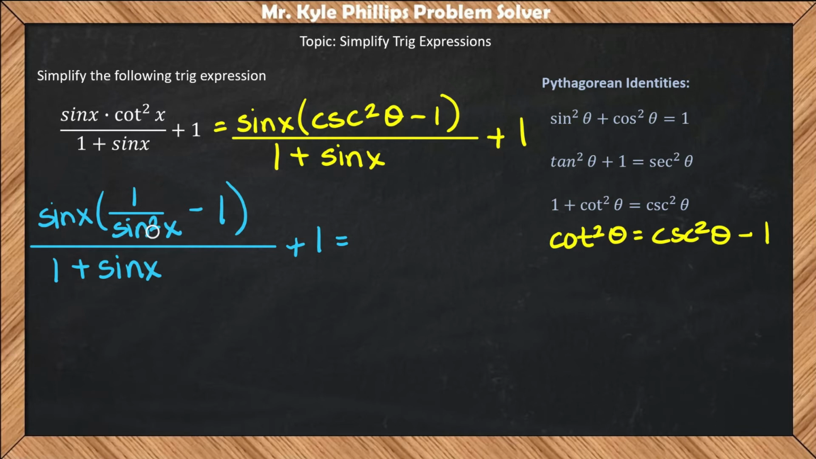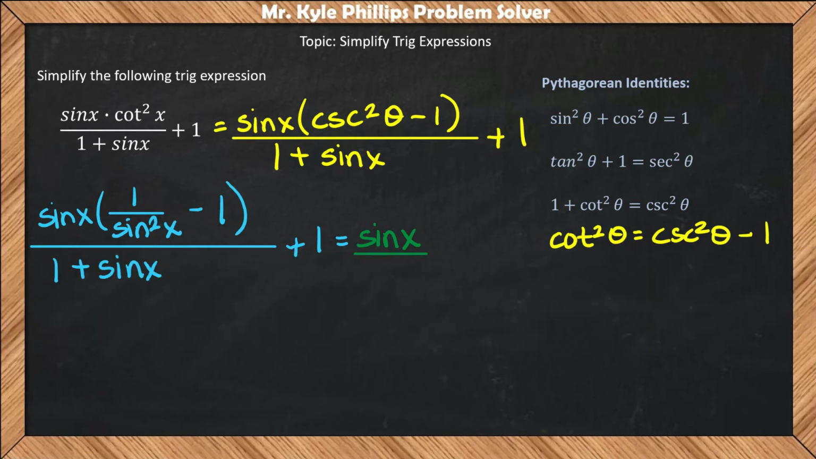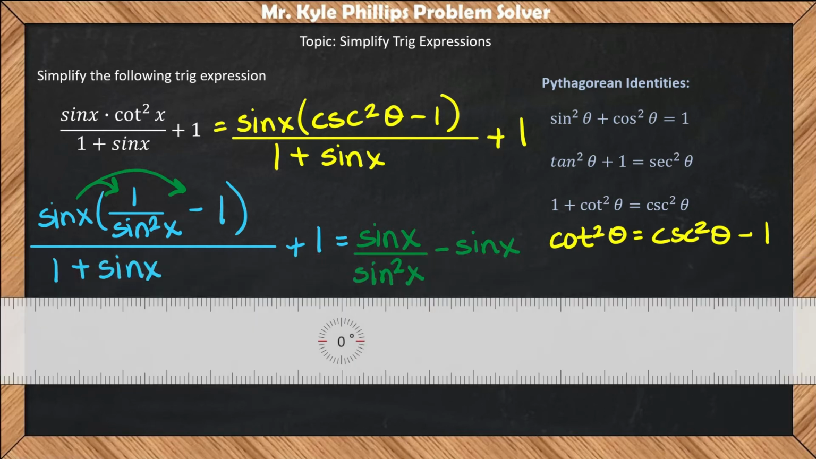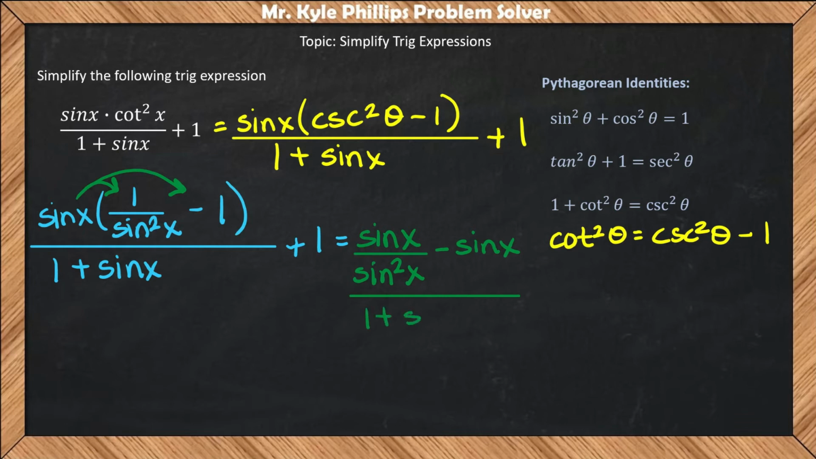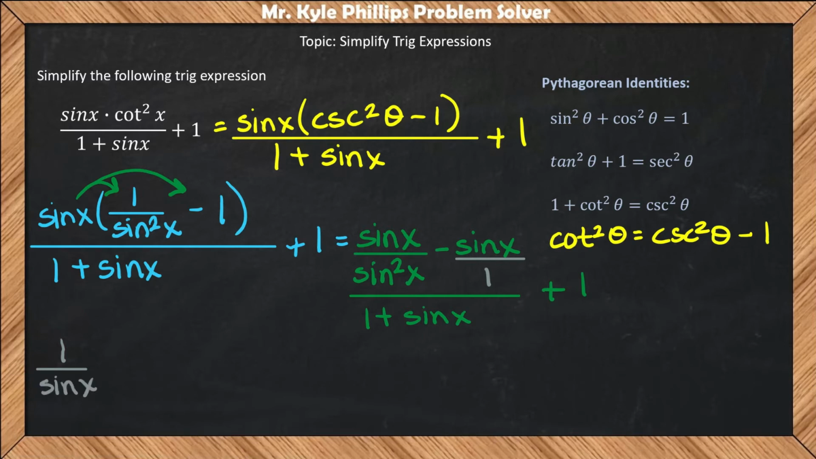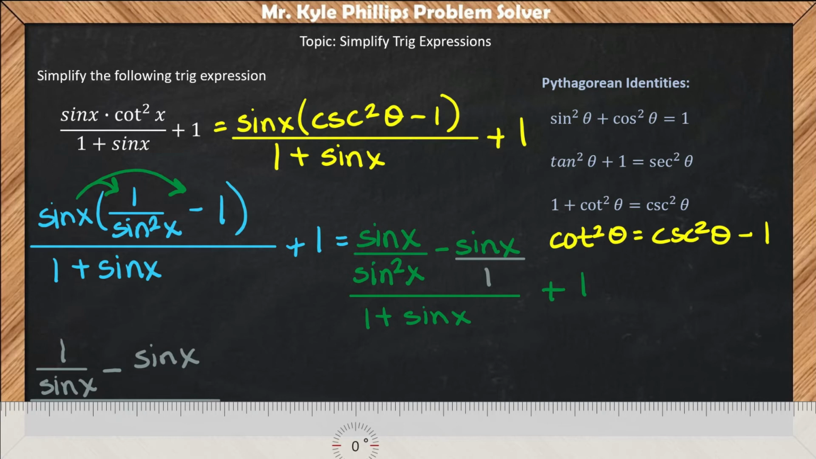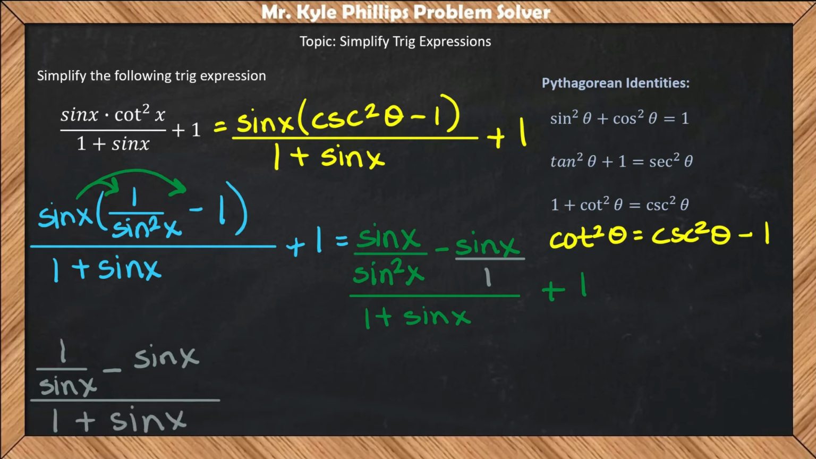So now what I'll do is I will distribute. So I'm going to say sine times 1 over sine squared x. So this gives me sine of x all over sine squared of x. So this was sine times this fraction. Sine times negative 1 is minus sine of x. This will now be all over 1 plus sine of x, plus 1. So before we try to get common denominators, I'm going to go ahead and simplify this right here. So sine over sine squared is just 1 over sine of x. So here I have 1 all over sine of x. This is subtracting sine of x. This is all over 1 plus sine of x, plus 1.